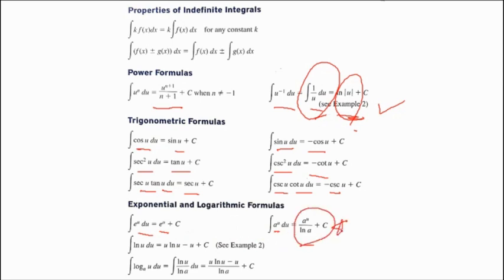But if the base is not e, like a constant number, you should change the form. Just remember: a to the u over ln a. How about here, ln u? Also, the integral of ln u, and ln of negative u, plus C. This one is probably familiar, but we didn't mention it right now; we're going to talk about it later. How about here, not natural log, just log? We change the base using natural log, so it looks like just a constant in the numerator. Sorry for that, you should memorize it anyway.